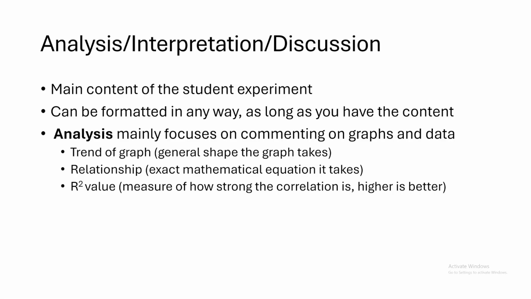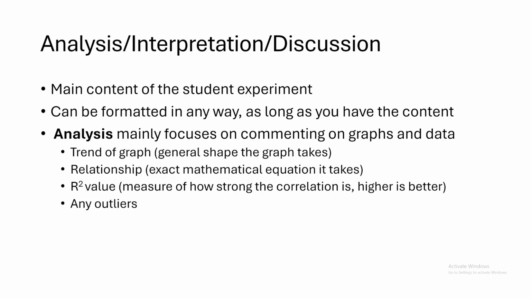Your R squared value is a measure of how strong the correlation is to your trend line. The closer your R squared value is to 1, the better it is. So if you have 0.999 R squared, your data is really good. If you have 0.2, it's absolutely dog water.